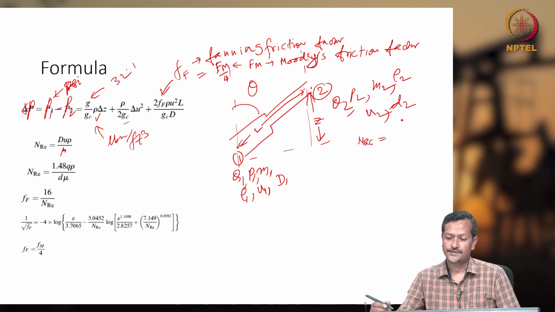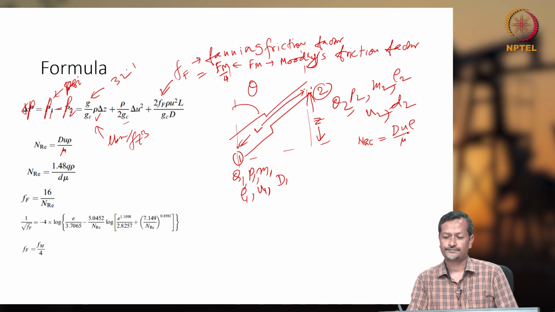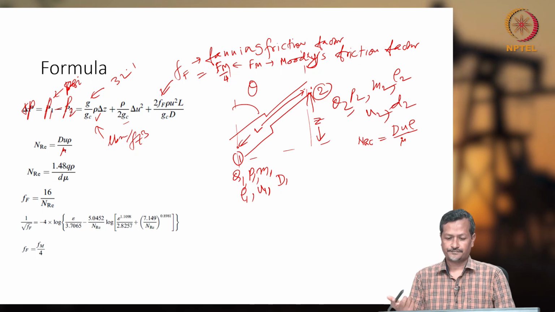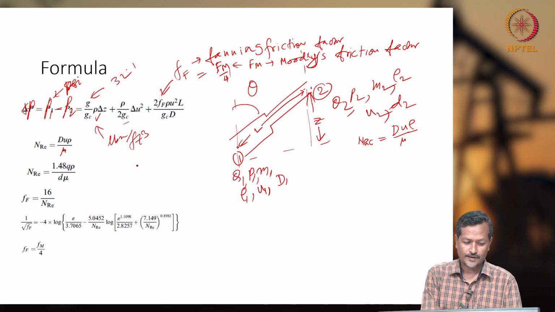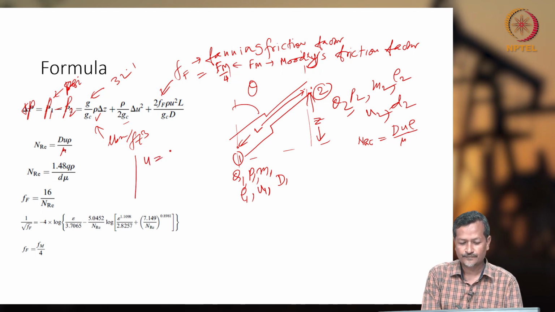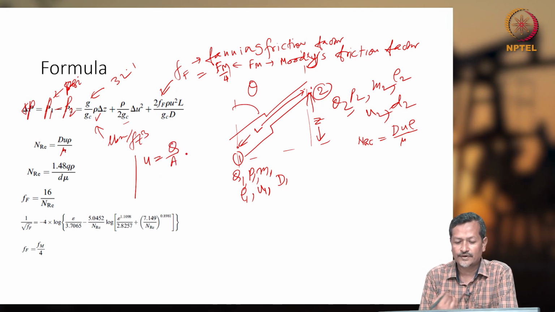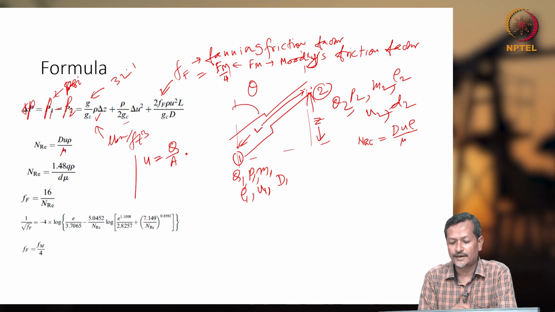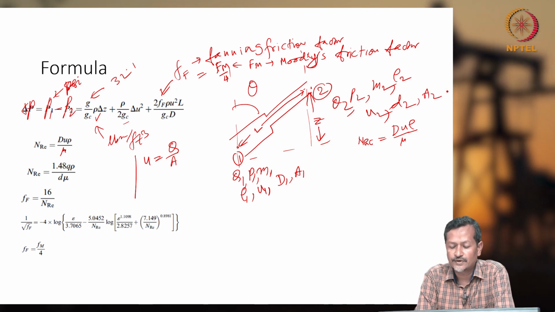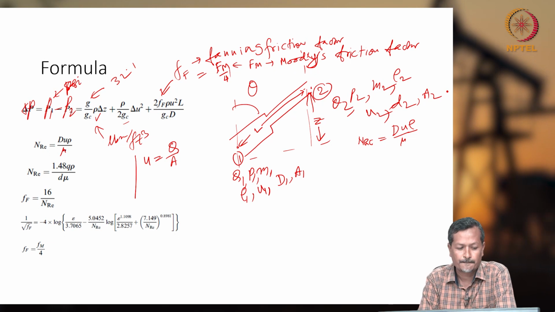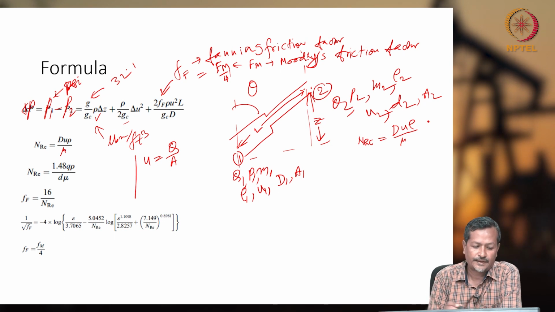equals D u rho by mu. Now, how to calculate u? u is the fluid velocity, so Q by A. If I give Q, the flow rate, then you can divide by the area. So this is area A1, this is area A2. Your velocity will be different at locations 1 and 2, and the pipe diameter, rho and mu will be given.